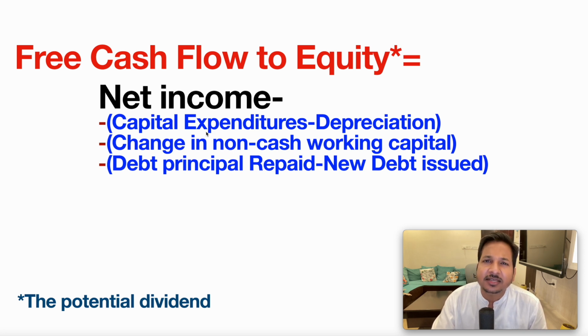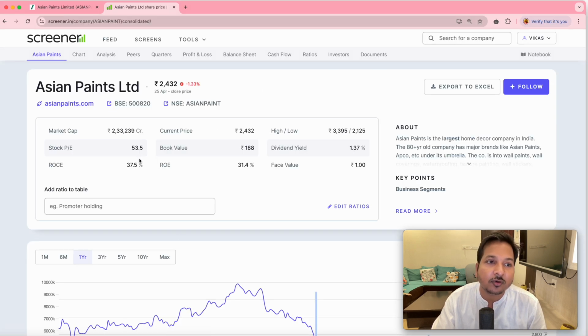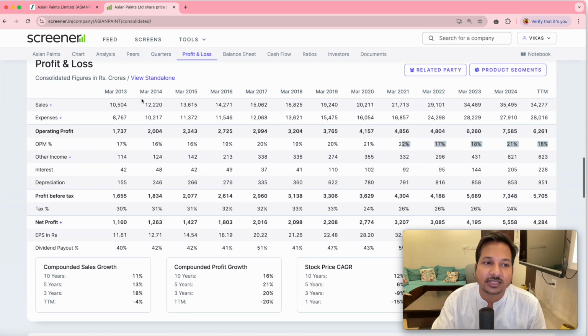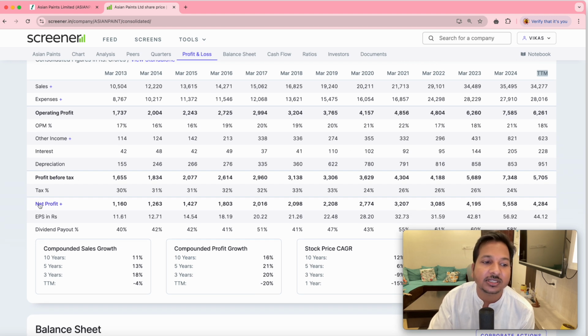One by one we will see where you can find this data and what it means. First is the net income. Come to screener.in, suppose for Asian Paints, go to the profit and loss section and look at the TTM, the last trailing 12 months profit and loss statement, and see the net profit. This is the net income of the company. This 4284 is the number you are looking for, the income the company has saved after tax.